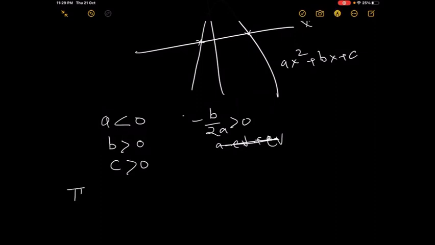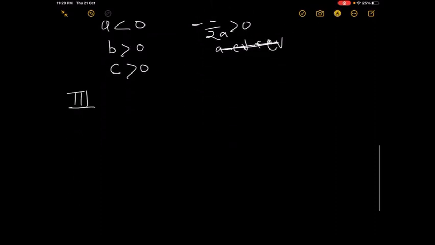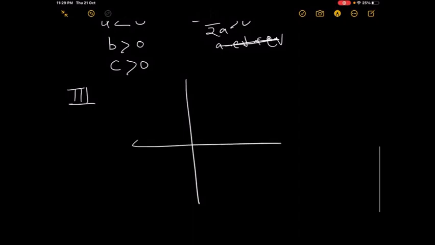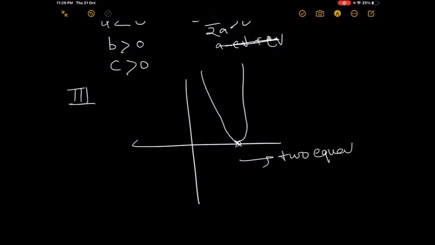Third case, I am telling you what will happen in this kind of graph. It's touching the x-axis only at one point. It means two equal roots, and both are positive. And if this is the situation, both are negative. This is the situation, positive, negative.